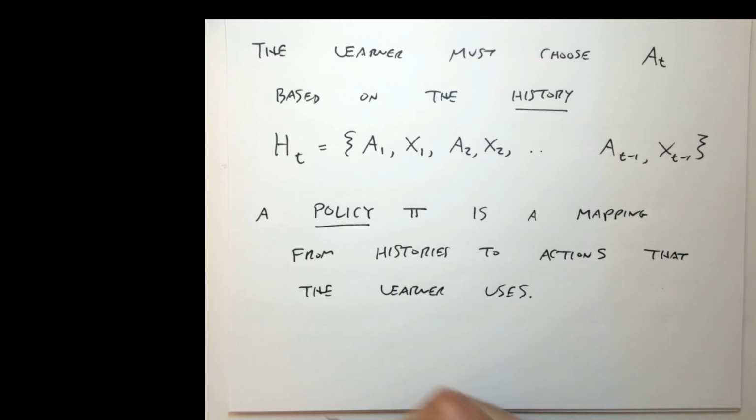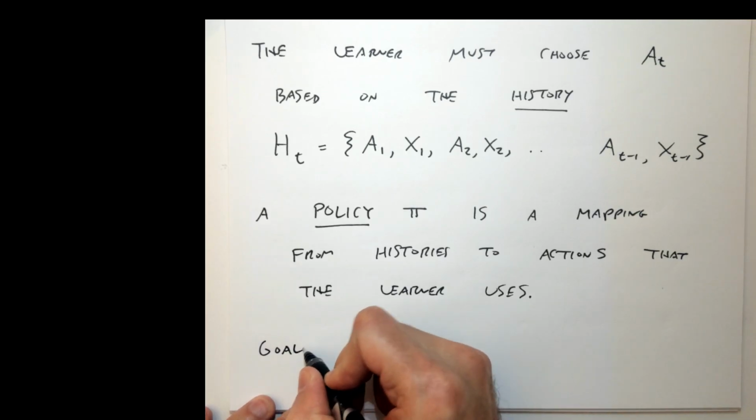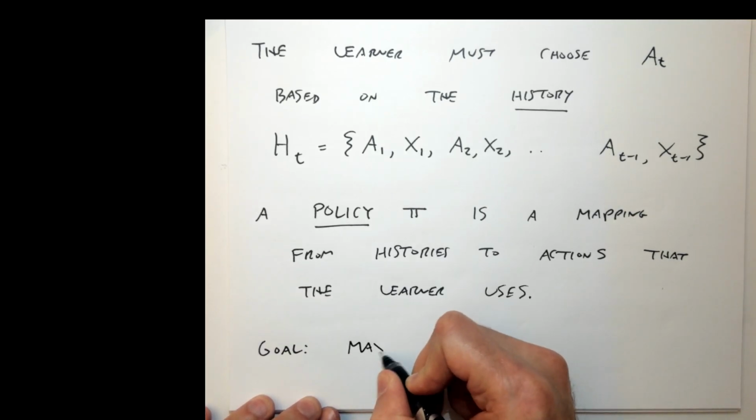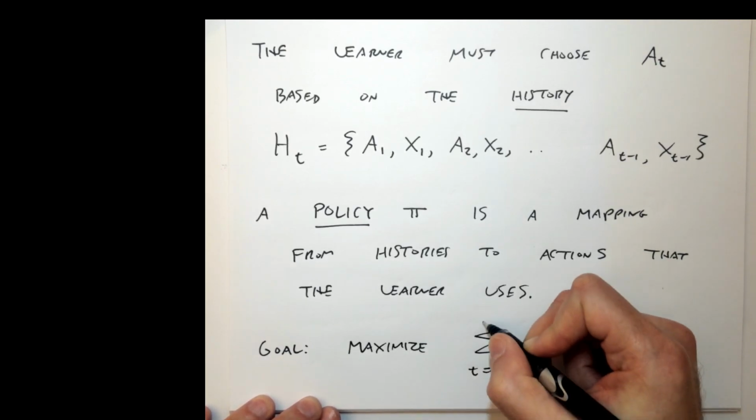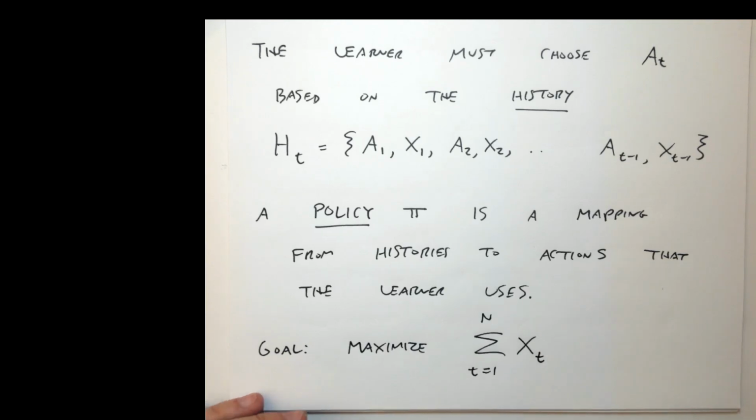And what is the learner trying to do? The goal of the learner is to maximize their total reward. So over all the rounds, they want to make their reward as much as possible. Okay? And so the bandit setup is kind of a very specific case of reinforcement learning, but this idea of a policy in general, if you do any sort of RL, you will see that word over and over again.